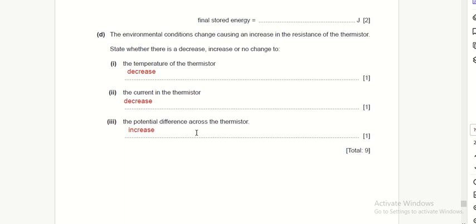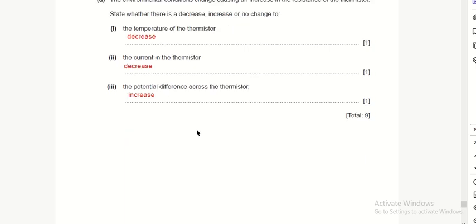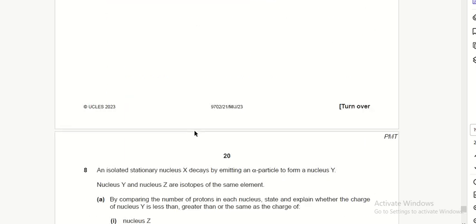Potential difference will increase because we have three resistors and the potential was divided according to the ratio between the three resistances. So when one of them increases, the potential will increase too.